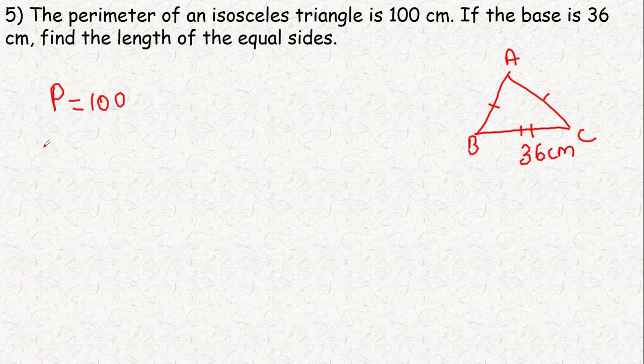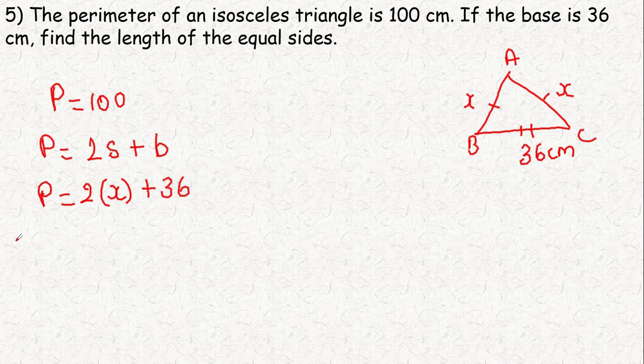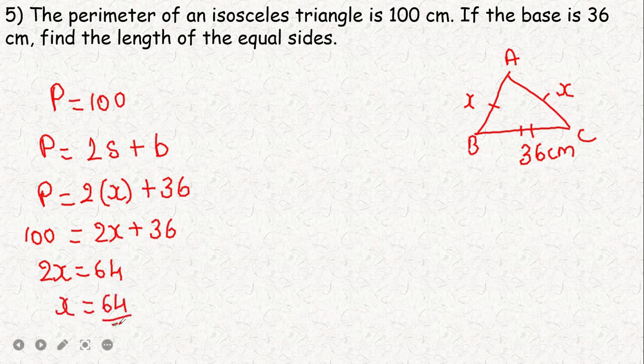When it comes to the perimeter of an isosceles triangle, perimeter is equal to 2 into side plus base. Here the side which is the same, that you have to take. Let's take both sides as x, because both are equal. So 2 into x plus, here B is 36 and the perimeter is 100. 100 is equal to 2x plus 36. So 2x is equal to 100 minus 36, which is 64, and x is equal to 64 by 2, which is equal to 32 centimeter. Here these two sides are 32 centimeter.